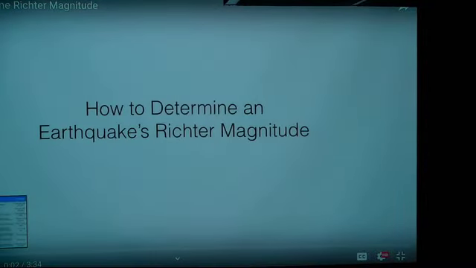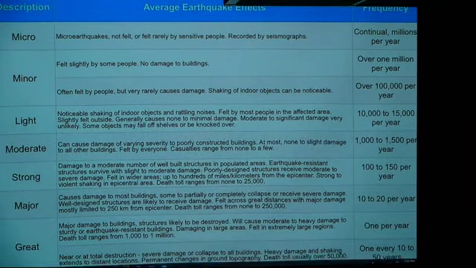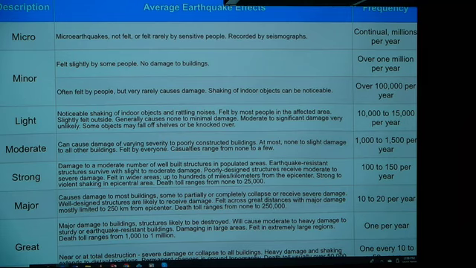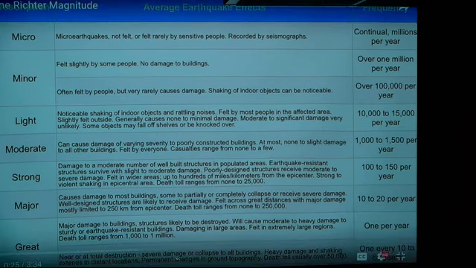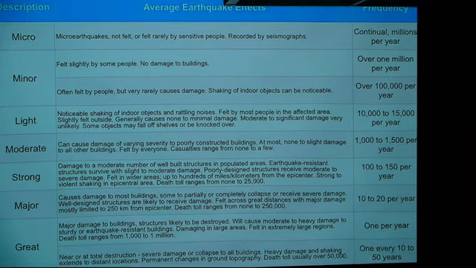All right. How to determine an earthquake's Richter magnitude. In 1935, geologist Charles Francis Richter devised a system known as the Richter scale. This scale measured the energy output of earthquakes, ranging from a value of 1 for the weakest earthquakes up to a value of 10 for the strongest. You can see the scale here. In this video, I'd like to show you how we go about calculating the Richter magnitude of an earthquake.